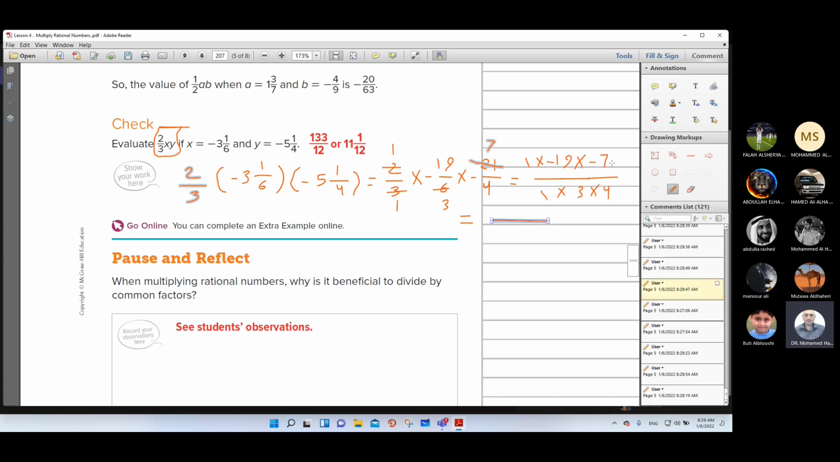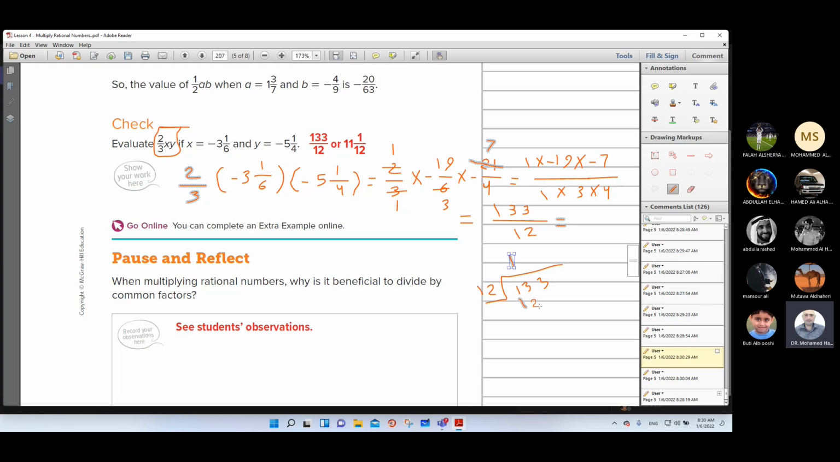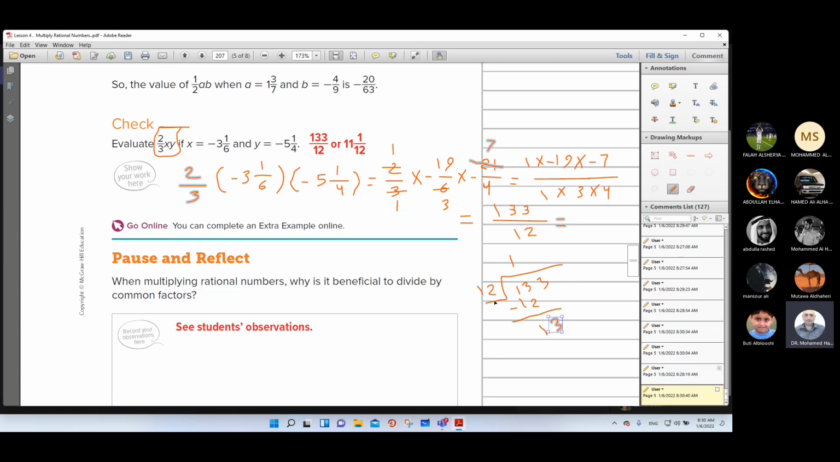Now 19 times 7 will be 133, and 1 times 3, 3 times 4 will be 12. Then you can change this fraction to the mixed number using the long division. 133 divided by 12. So 13 divided by 12 will be 1. 1 times 12, 12. Then 13 minus 12 will be 1. Then drop 3. 13 divided by 12 also 1.